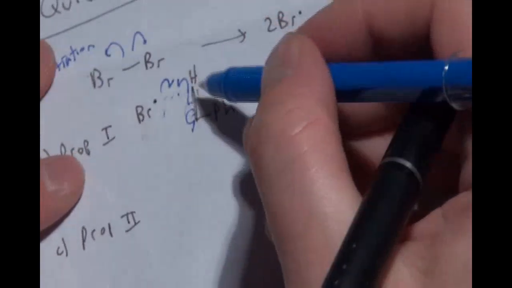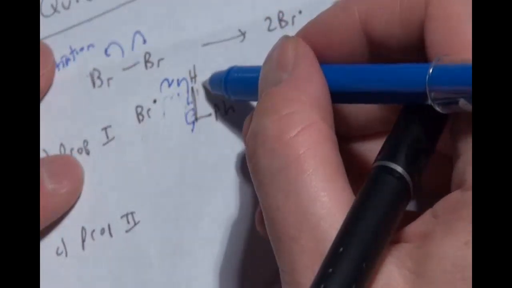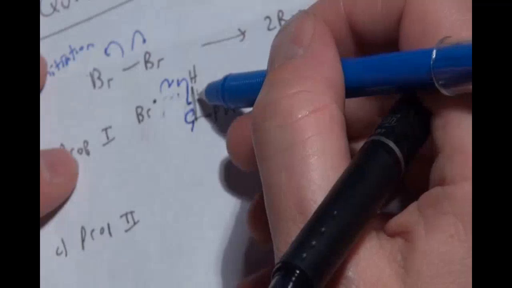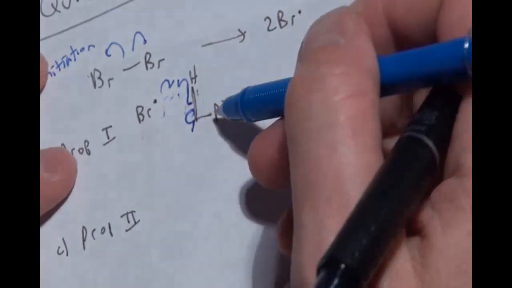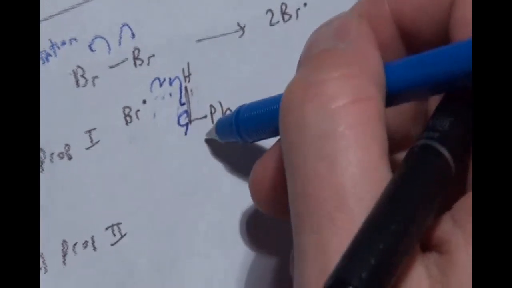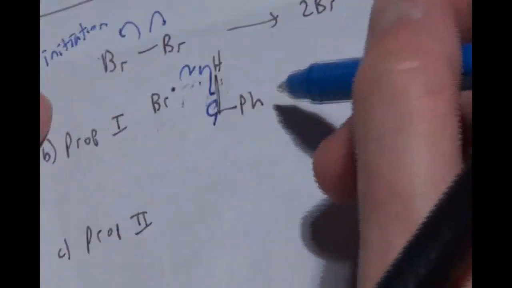Three fishhooks. Br dot takes the hydrogen atom. Hydrogen takes one of its electrons, and it forms a bond to Br to make HBr. And then we have a fishhook that goes onto the carbon atom, and that forms a carbon radical.